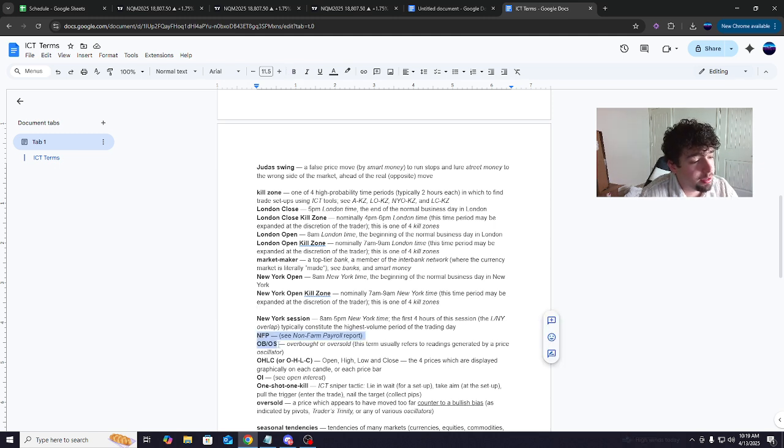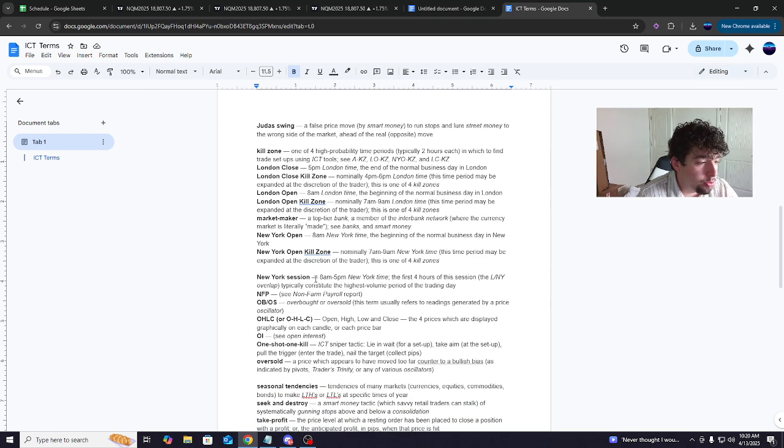Next, we have NFP. NFP is a red folder event, non-farm payroll. It's an economic news release that has a big influence on the market. Something about payroll, whatever. I don't pay too much attention to it. I just know that it's a red folder release. So whenever it comes out, I usually try to stay out of the markets until it is complete because price can get a little bit hectic.